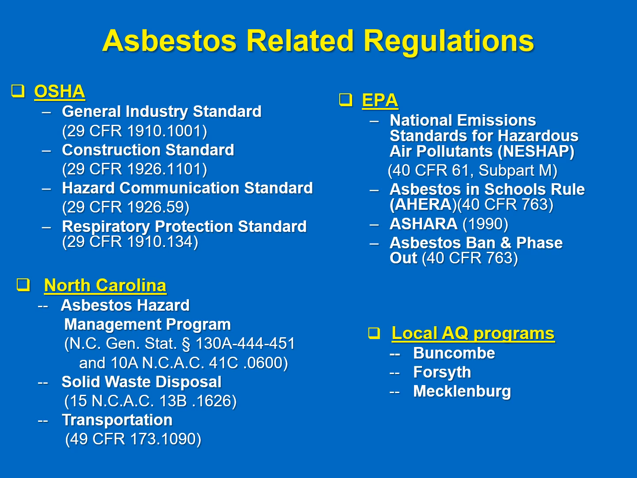So our asbestos-related regulations encompass a lot of different agencies, OSHA being one, along with, of course, the EPA and our own North Carolina state regulations. But we also have local air quality programs, Buncombe County, Forsyth County, and Mecklenburg County, which govern their own NESHAP regulations for those counties.